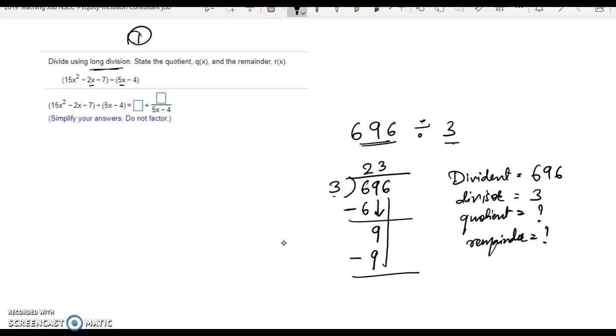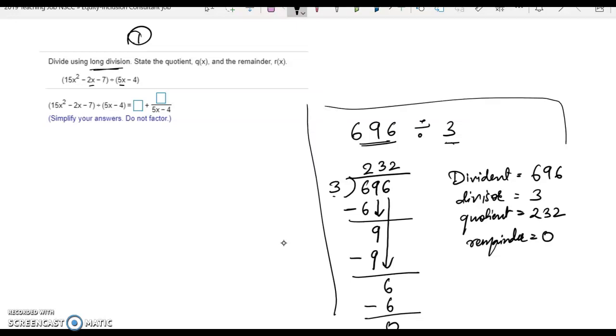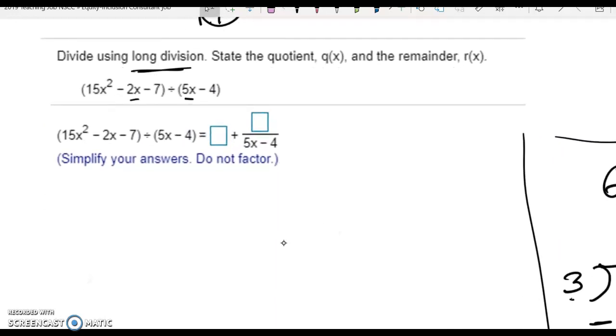The last term will come down here, which is 6. 3 times what gives you 6? 3 times 2 gives me 6. 6 minus 6 is 0. So that's it. Nothing else left. So my remainder is 0 and my quotient is 232. If that makes sense, this is known as the long division method. If this makes sense, then maybe we can try solving the polynomial question that we have right now in hand.